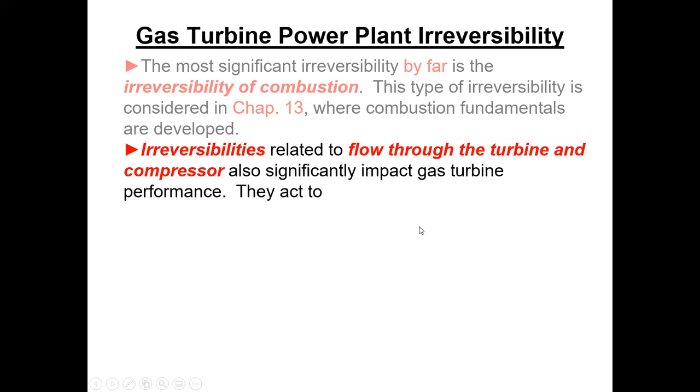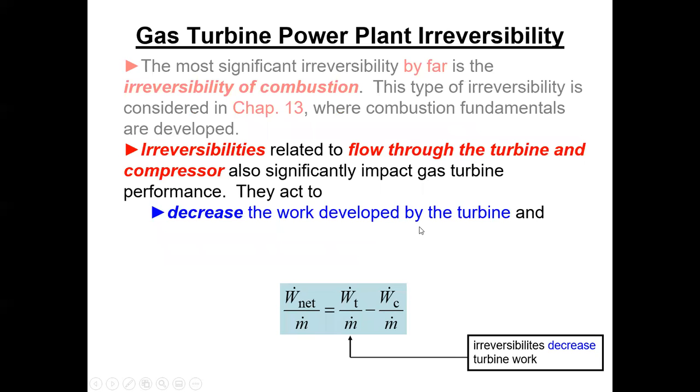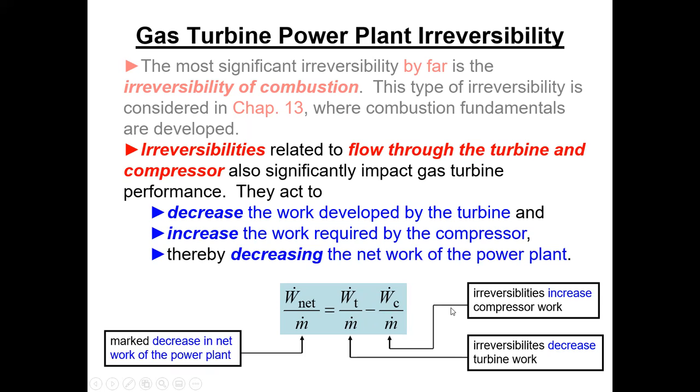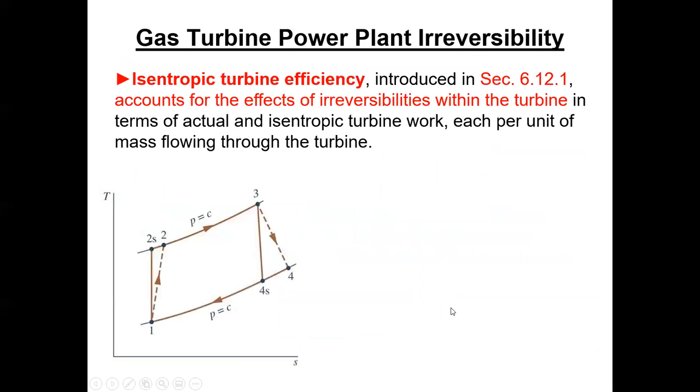Other irreversibilities of interest are flow through the turbine and compressor, which certainly impact performance. They act to decrease the work developed by the turbine. So as we start looking at real turbines instead of ideal turbines, for a given flow rate, inlet condition, and exit pressure, we'll get less work out of the turbine and we'll require more compressor work. So certainly the difference between these is going to be much smaller. So there you go. When you get to real world devices, guess what? You don't get as much as you do when you're dealing with ideal assumptions.